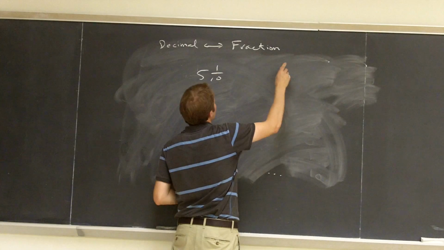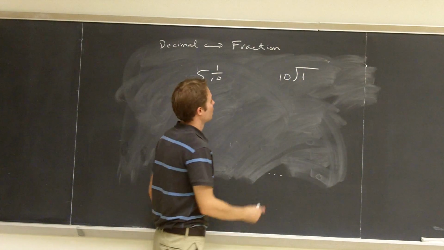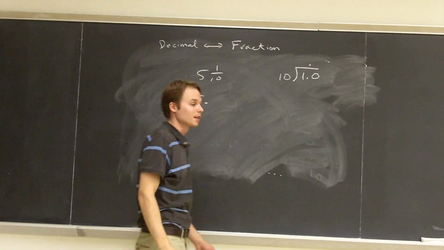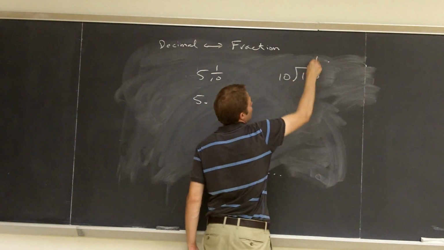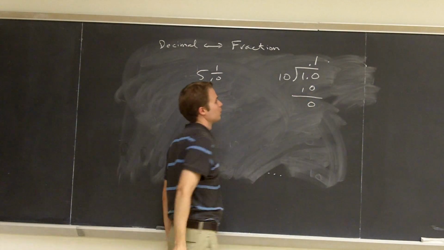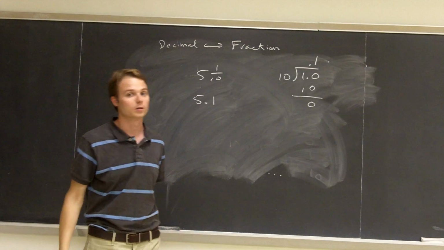Then the process would be to take 10 and divide it into 1. Again, we'll think of this as 1.0 and then put our decimal in the same spot. So 10 goes into 10 one time, and we have a remainder of 0, so we're done. So this becomes 5.1.